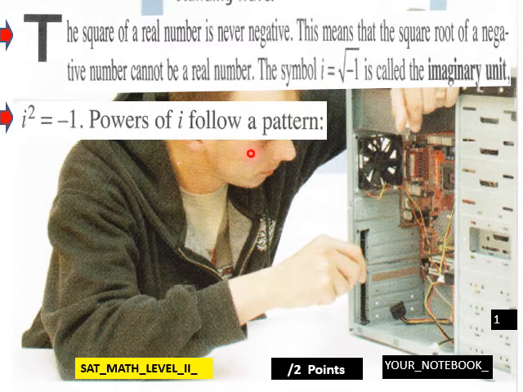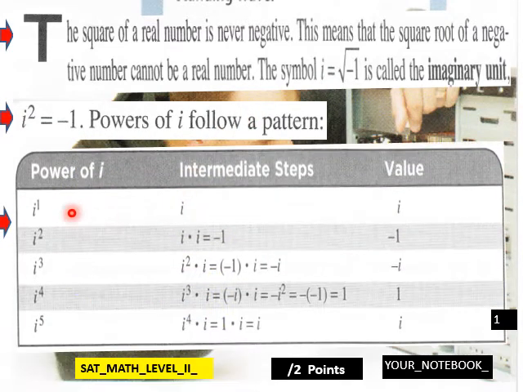Powers of i follow a pattern. So here is a table. We have i to the first equals i, i squared equals negative 1, i cubed equals negative i, i to the fourth equals 1, i to the fifth equals i. So we go i, negative 1, negative i, and then back to i again. So we have like a 4-step process here. It takes increments of a power to get back to i.